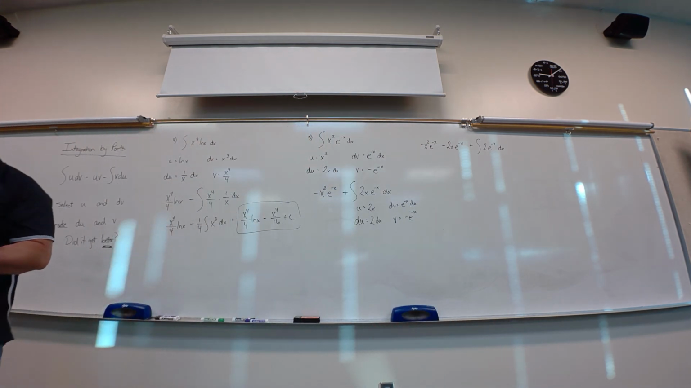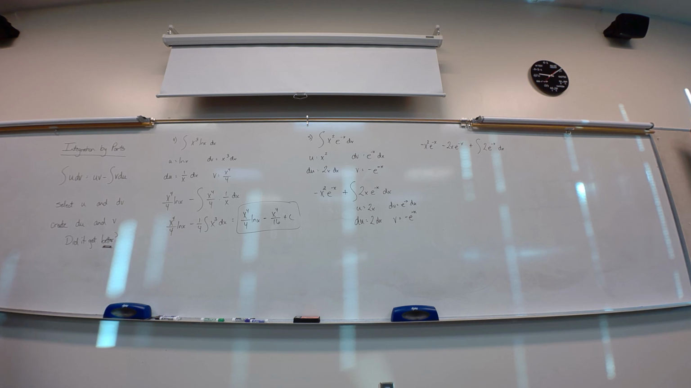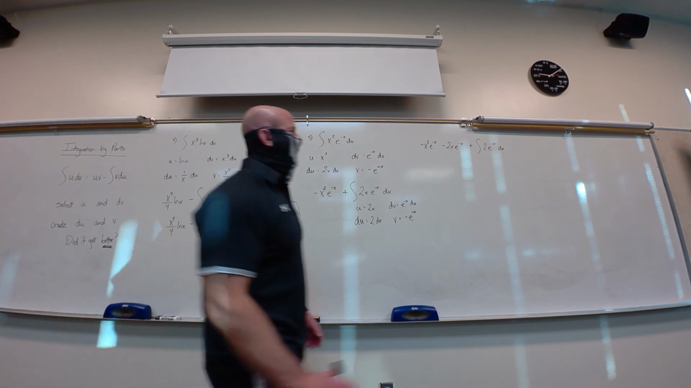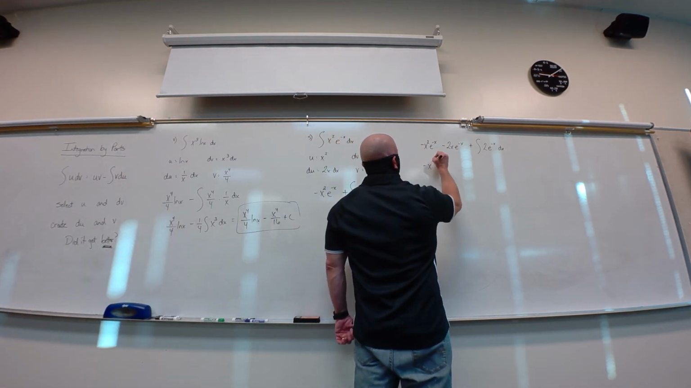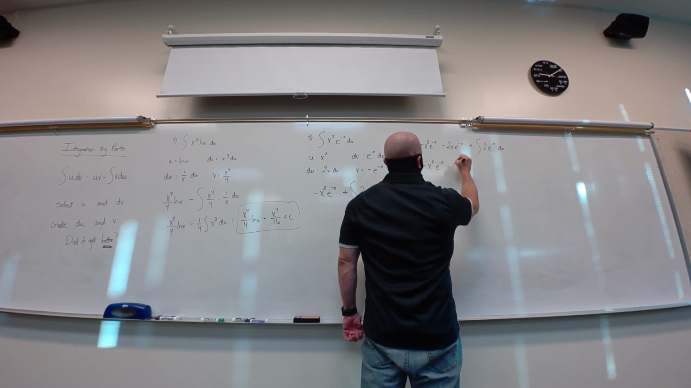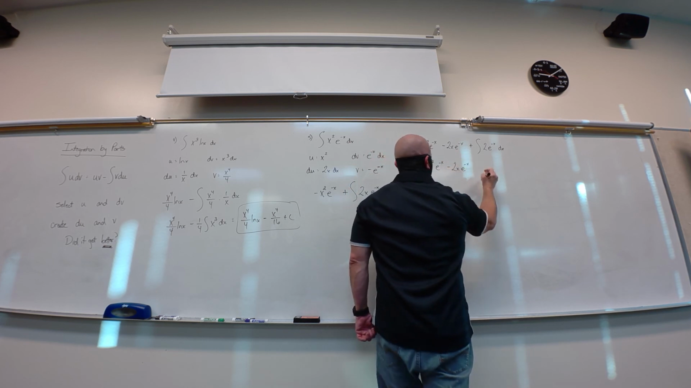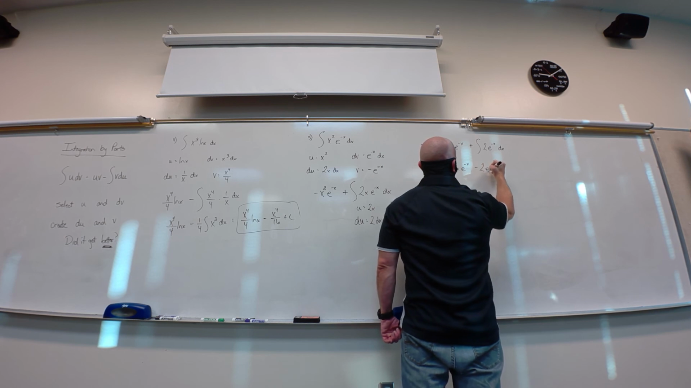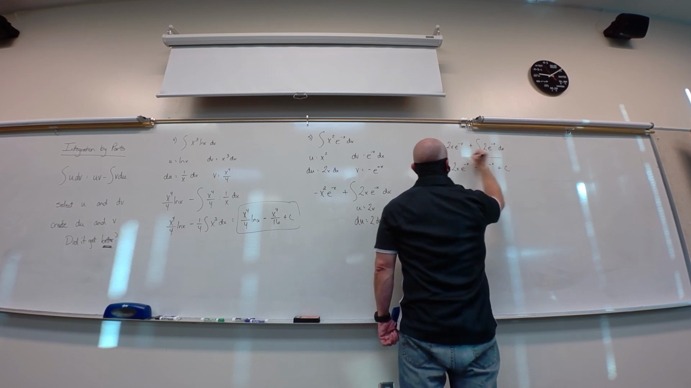Now that the x in front is gone, I can pull the 2 out front if we want, but we should feel pretty comfortable now integrating that e to the negative x. We've done it twice. And the 2's in front now, which makes the final answer negative x squared e to the negative x minus 2x e to the negative x minus 2 e to the negative x plus c.